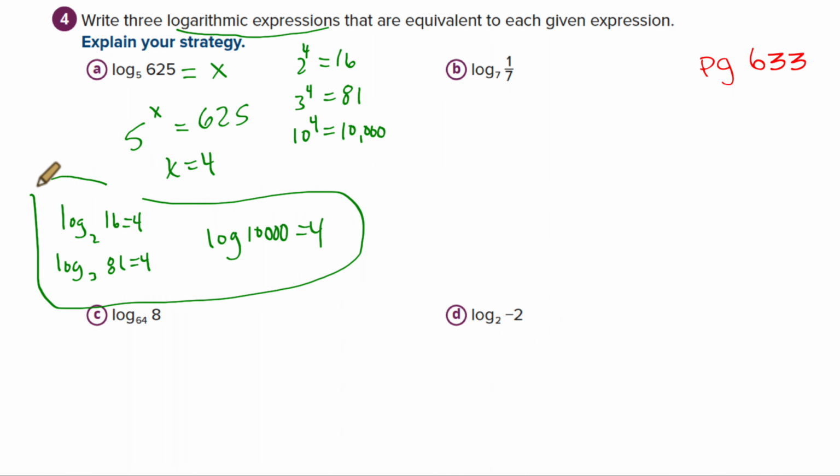I'll do one more for you, and then you'll do 2. I'll go down and I'll do D. So log base 2 of -2. What? That can't be negative. You can't get a negative here. Can't be done. Does not exist. We can't do that one. All right. That's what I did. You do the next 2. Pause the video. Do the next 2.